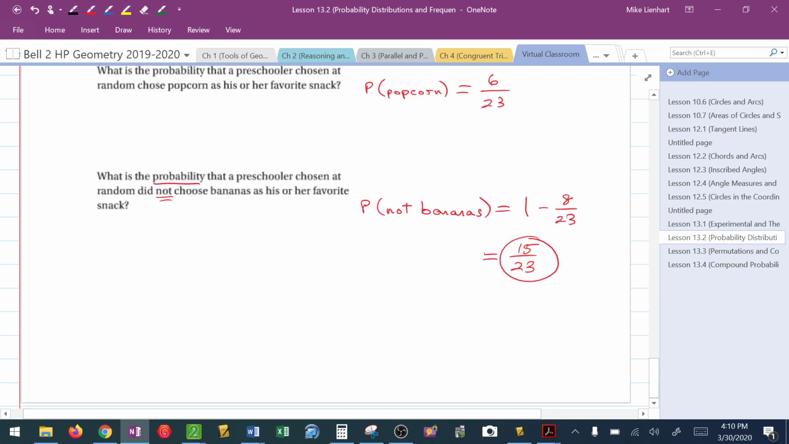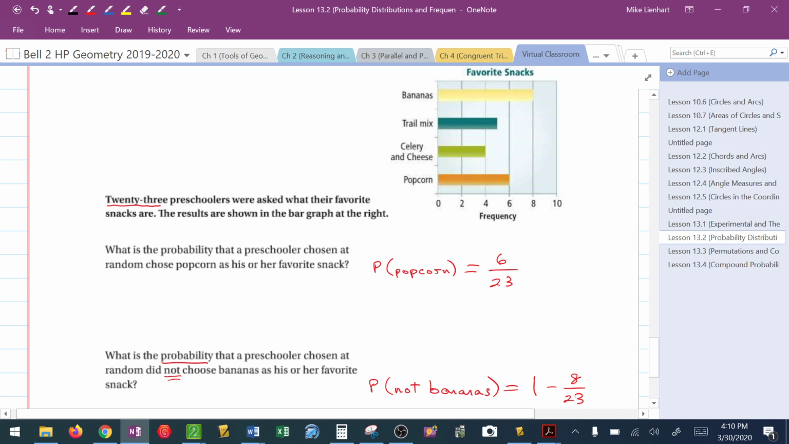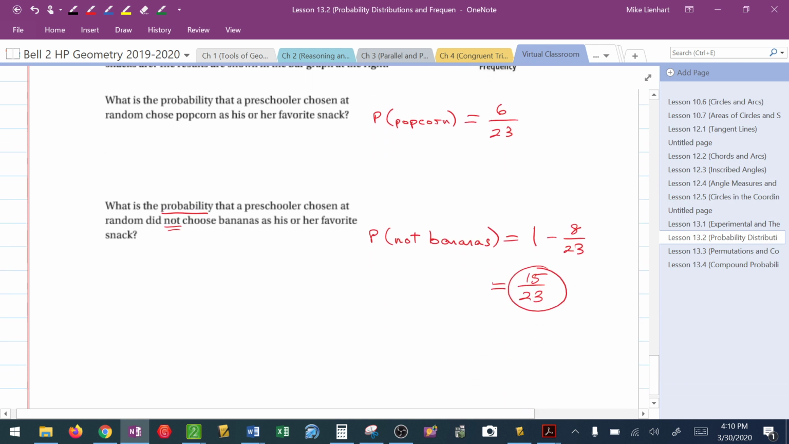Hopefully that helps. Remember, on that last one, another way that we could have done it would have been to add up the frequency of popcorn, celery and cheese, and trail mix as another way to do that.